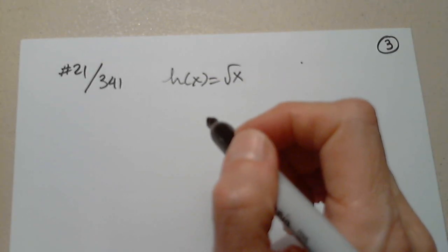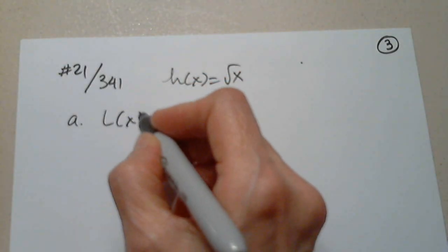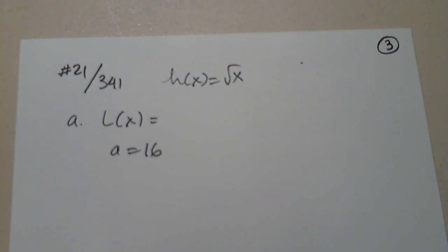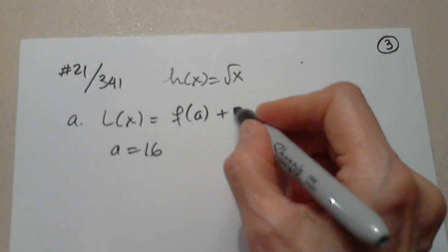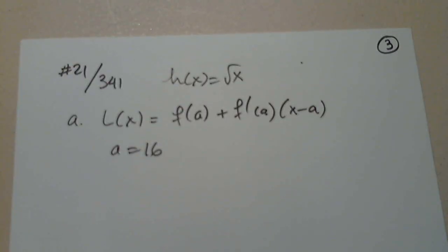f of x equals the square root of x. And first they want the linearization, L of x, for a equals 16. So the first thing I need to do is just write the formula, which is f of a plus f prime of a times x minus a. This is the formula. It's carved in stone. I have to write it.